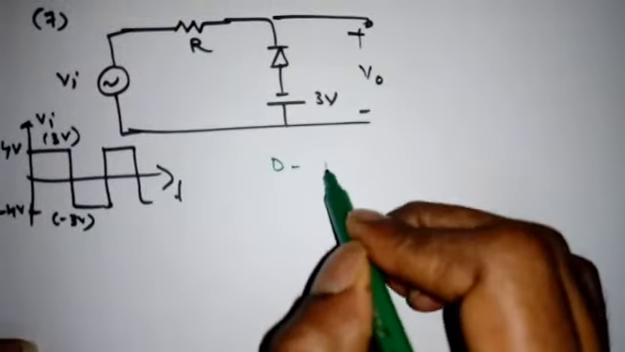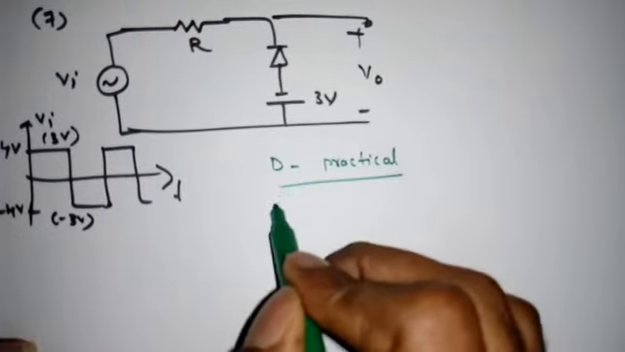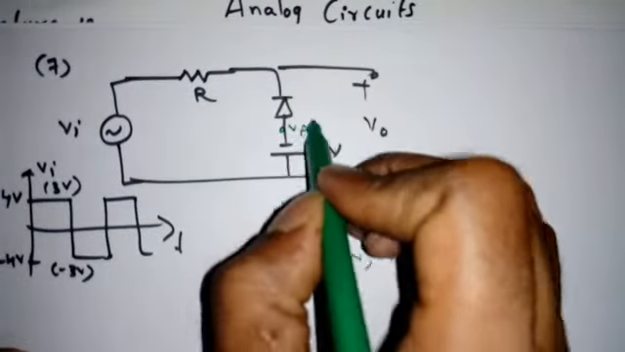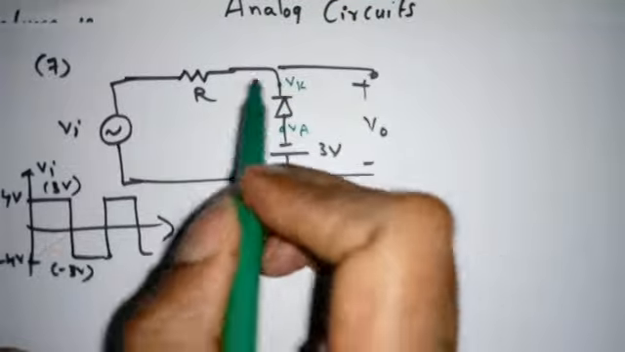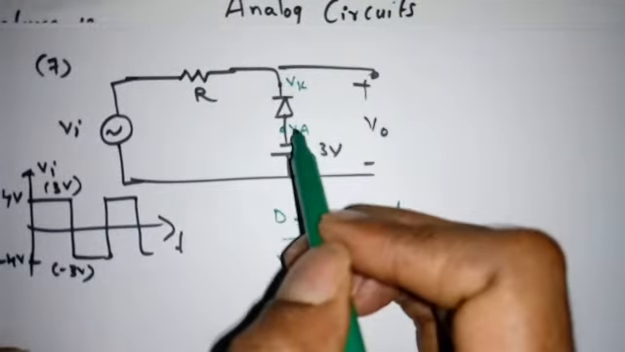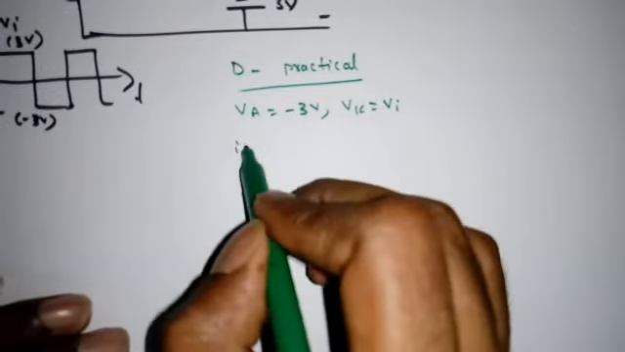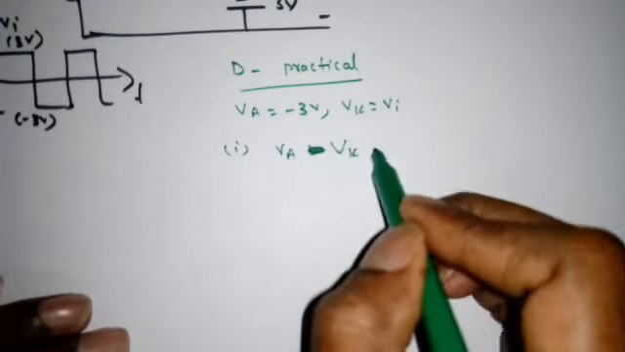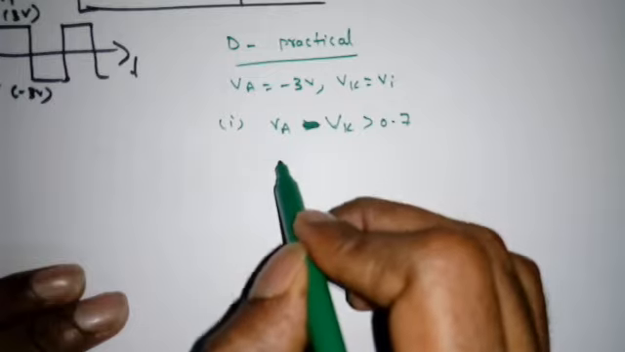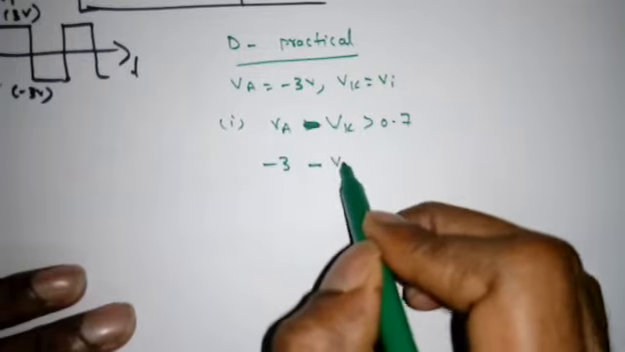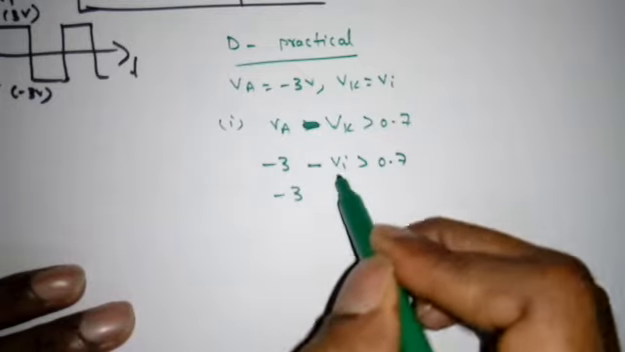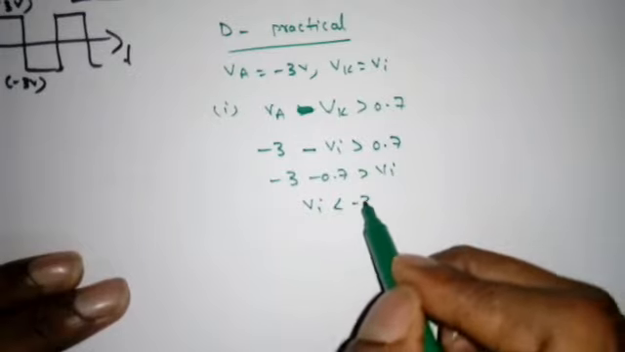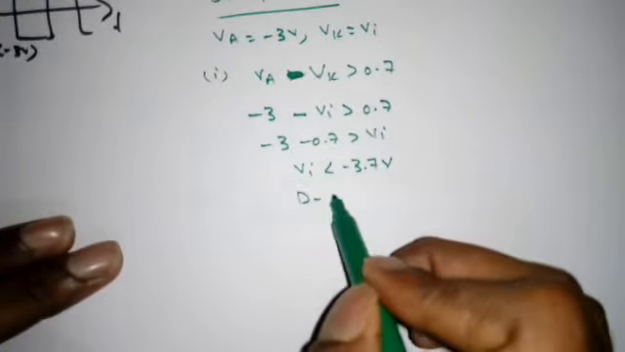Now again, when the diode D is practical, what is VA? Minus 3 volt. What is VK? VI. So this is the VA, this is the VK. When the diode D is open, VK is connected to VI, VA is connected to minus 3 volt. Now first condition, VA minus VK should be greater than 0.7 volt. VA is minus 3, so minus 3 minus VI greater than 0.7. So minus 3 minus 0.7 greater than VI. That means when VI is less than minus 3.7 volt, the diode D will be on.